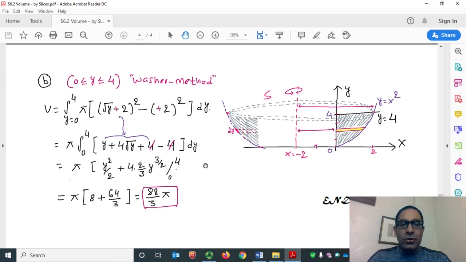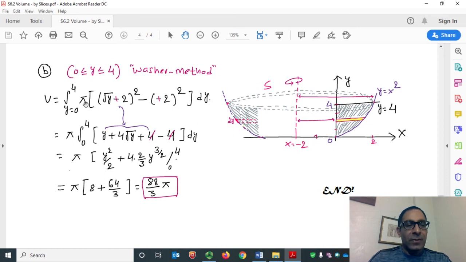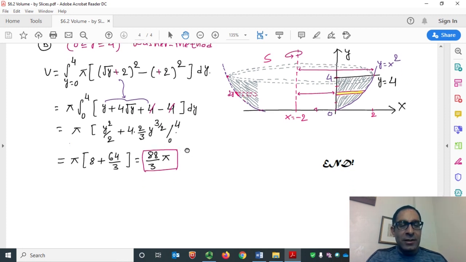So now just the routine computations. Pull the π outside the integral. So π times the definite integral from 0 to 4. Then FOIL this radical y plus 2, squared, meaning multiply radical y plus 2 times itself. This gives me y plus 4 radical y plus 4. And then minus 2 squared, which is 4, dy. Cancel the 4, and the next step, integrate.